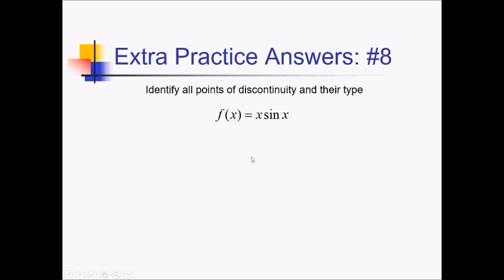For this problem, we're trying to find points of discontinuity and their type. x sine of x, well, that's the product of two functions, so we have to look at them individually. x by itself is just a line. That has no discontinuities. Sine of x, we know, has no discontinuities.